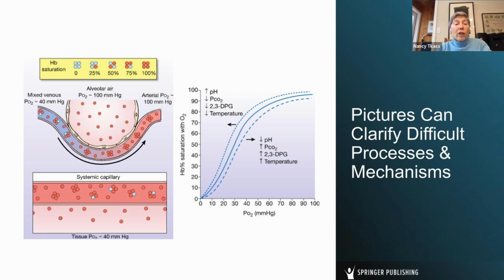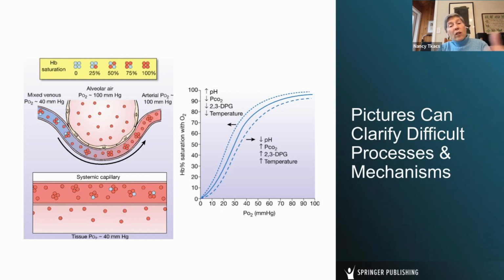Then looking below, when that blood gets to the tissue, where the tissue PO2 might average 40 millimeters of mercury, those hemoglobins will unload 1 oxygen apiece and provide oxygen into the tissues. It'll cross the capillary membrane, the systemic capillary membrane, to oxygenate the tissues. And so you'll have a change to a net hemoglobin saturation of about 75% of mixed venous blood.